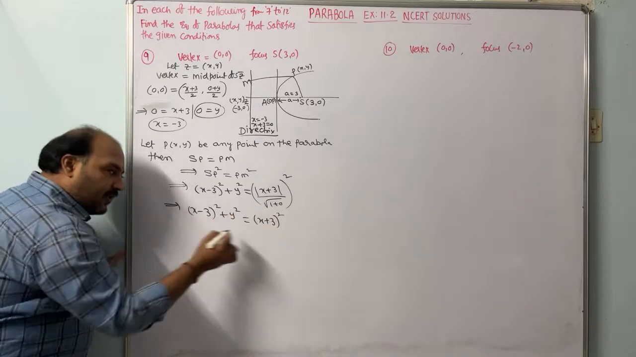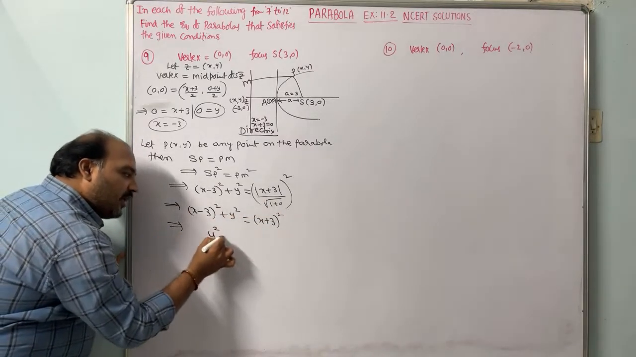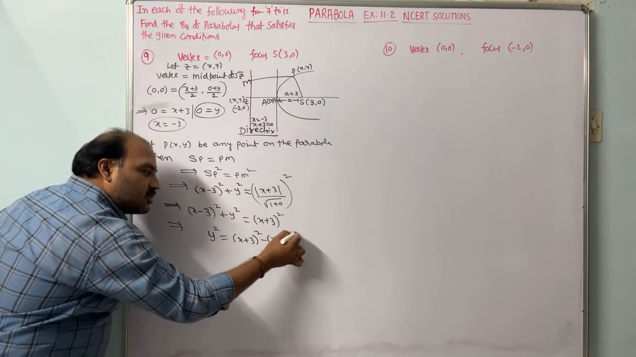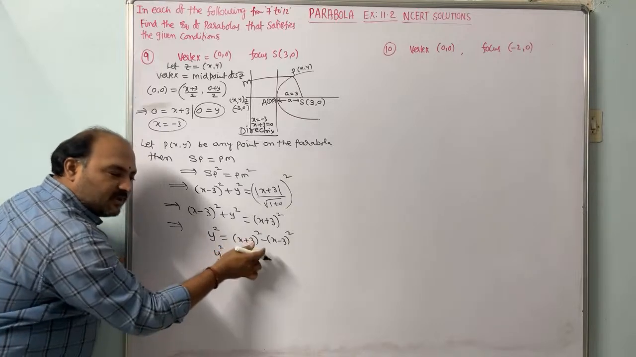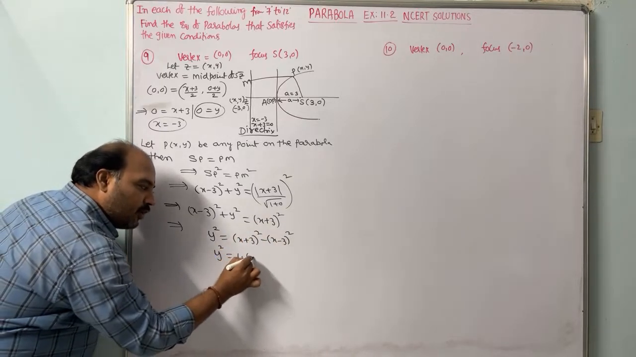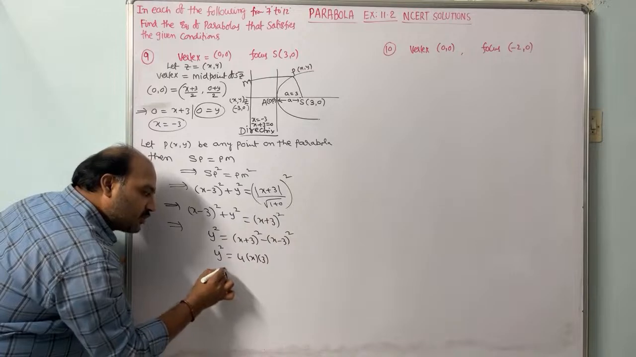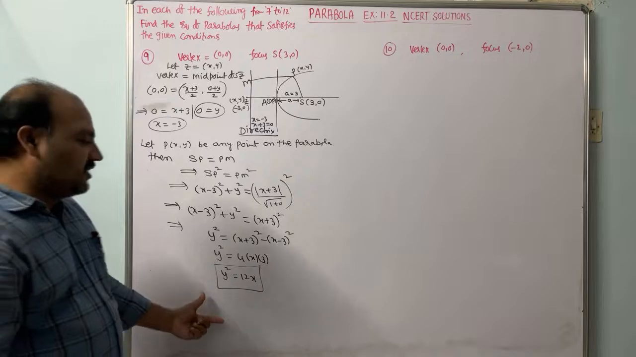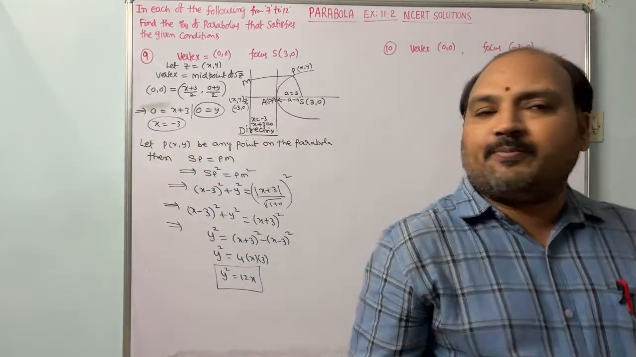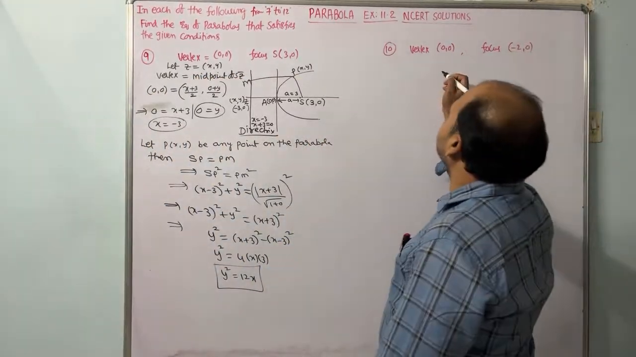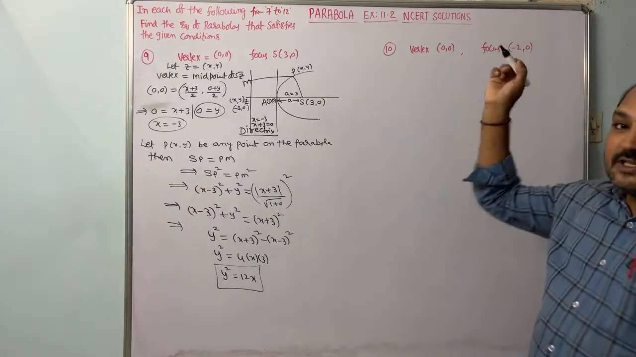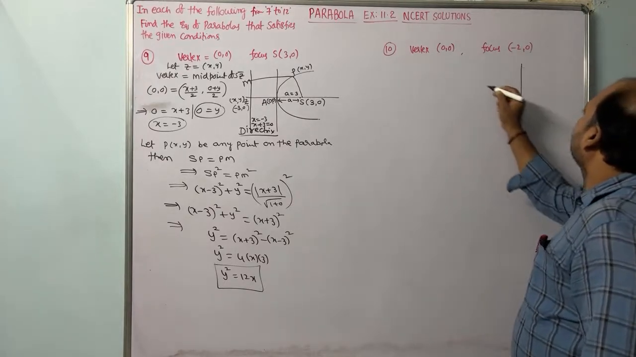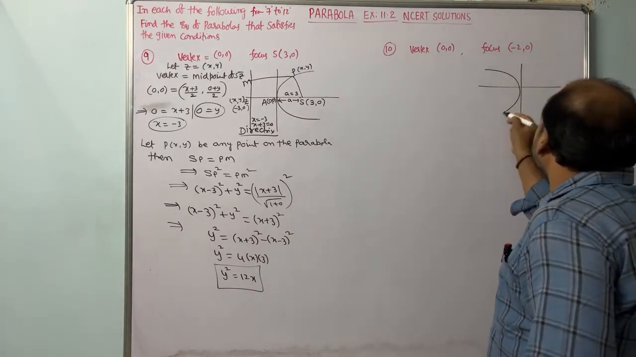(x minus 3) whole square, bring that to the other side. So y square equal to (x plus 3) whole square minus (x minus 3) whole square. (a plus b) whole square minus (a minus b) whole square is 4ab. So 4 into x into 3. So y square equal to 12x. This is the way we can get it, dear students. If you come to this question, it is the same. Focus is minus 2, 0, which means the negative x-axis. It comes like this, dear students.